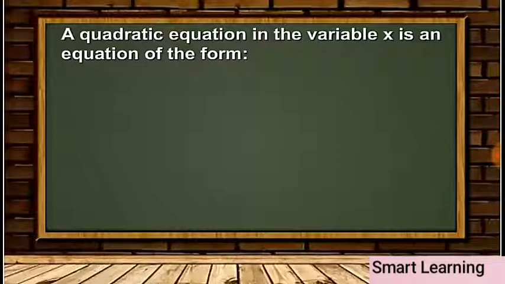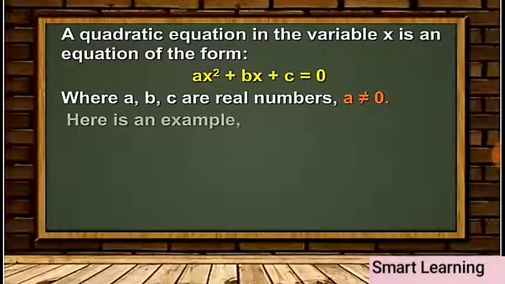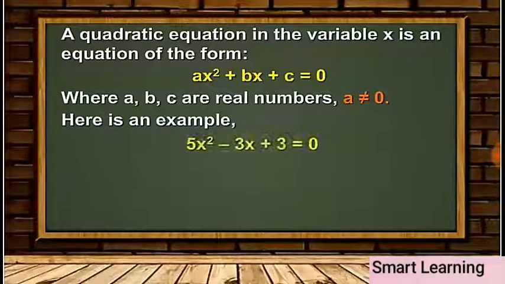A quadratic equation in the variable x is an equation of the form ax² + bx + c = 0, where a, b and c are real numbers and a is not equal to 0. Here is an example of a quadratic equation: 5x² − 3x + 3 = 0.